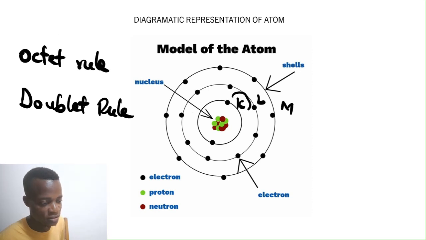We have the K shell, the L shell is the second one, the M shell, and any other one: N, O, P, Q, R, S, T, just normal. So I start from K. The K shell is the very first shell, right? So the very inner shell is called the K shell.